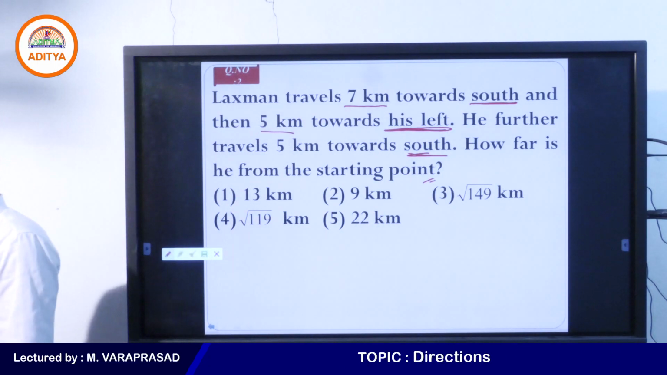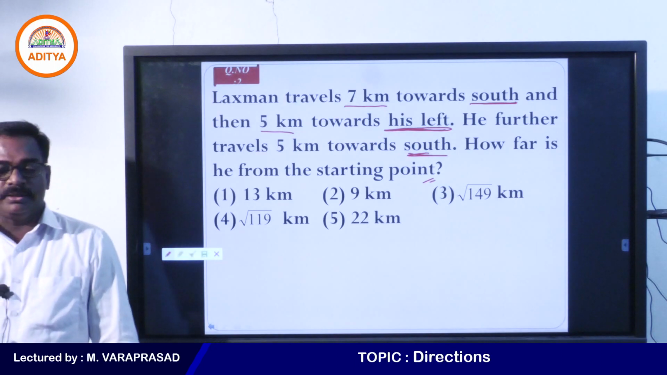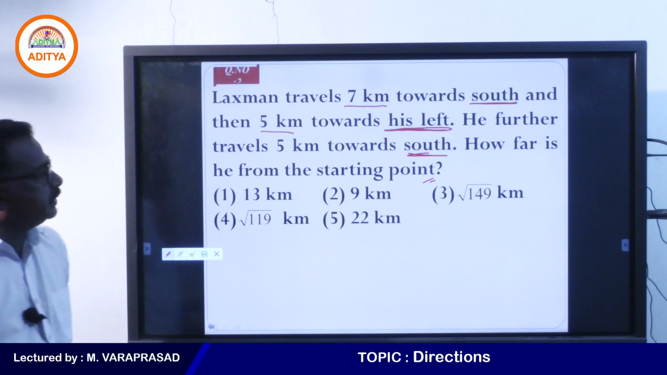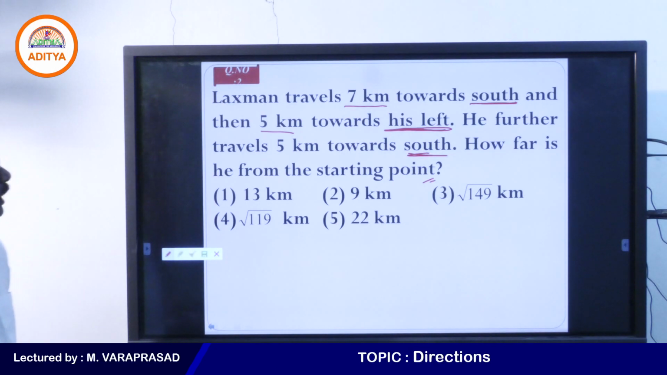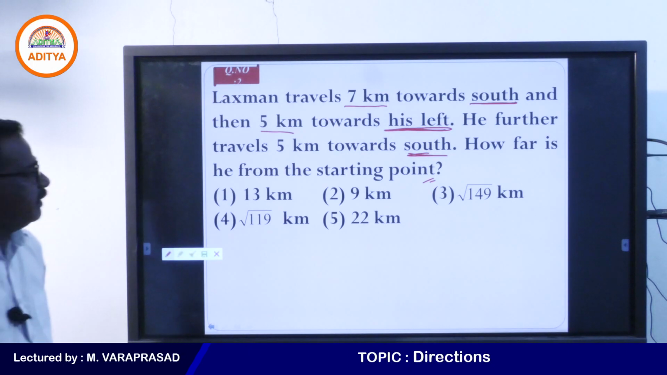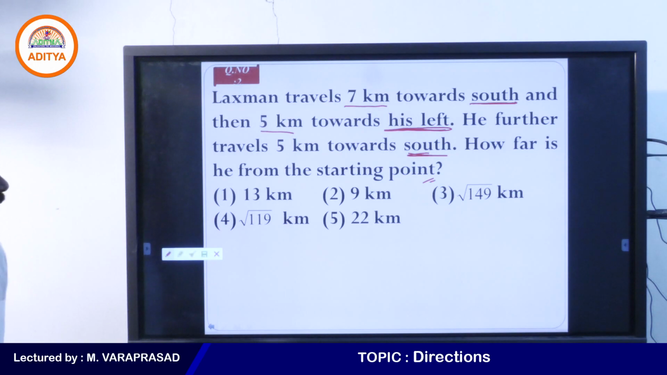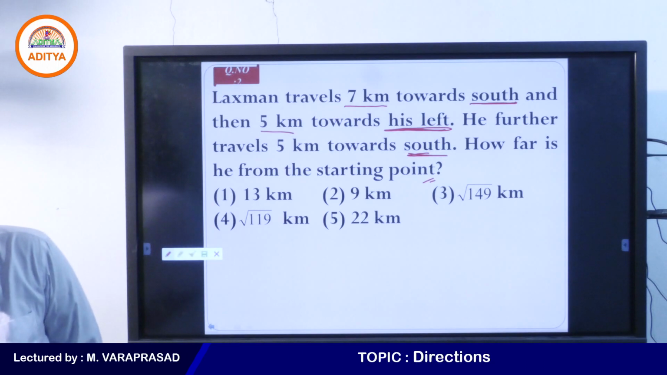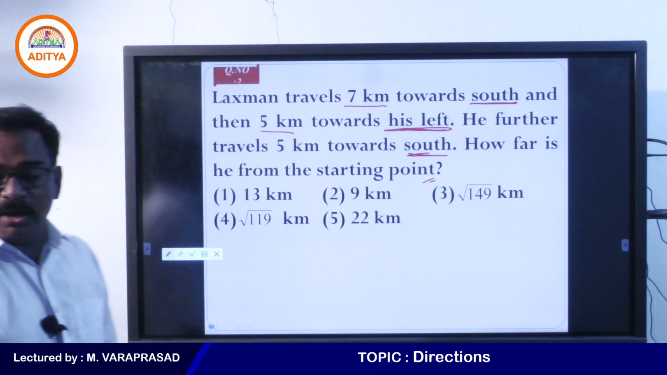So how will you get the answer? Options are there here. Lakshman travels 7 kilometers towards south and then 5 kilometers towards his left. Further he travels 5 kilometers towards south. How far is he from the starting point? One more question is there on the board. We can discuss it now.